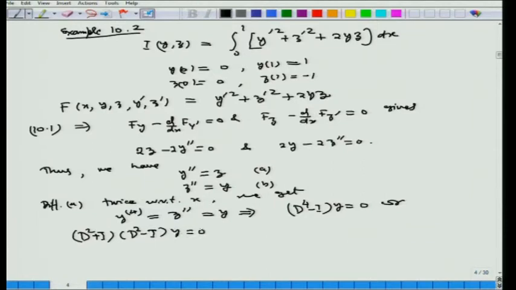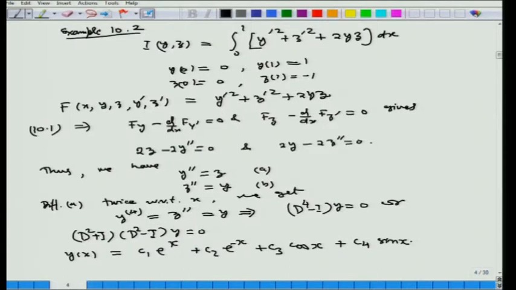And so, the auxiliary equation is (m² + 1)(m² − 1) = 0, and it has roots +1, −1 and +i, −i. So, we get y(x) = c1 e^x + c2 e^(−x) + c3 cos x + c4 sin x.